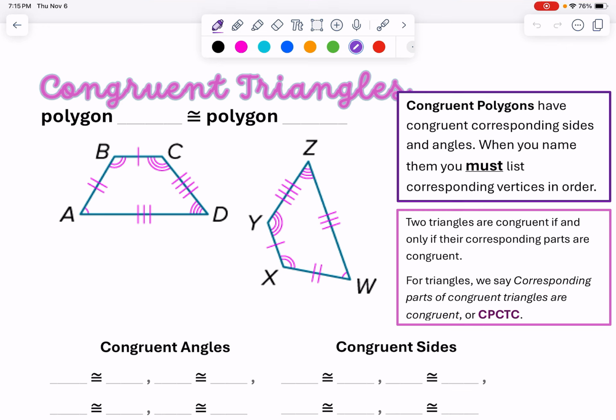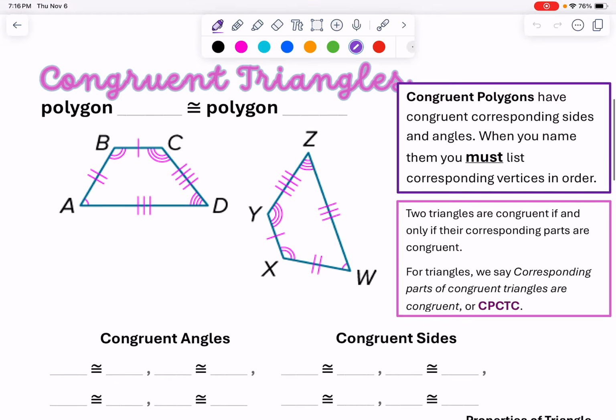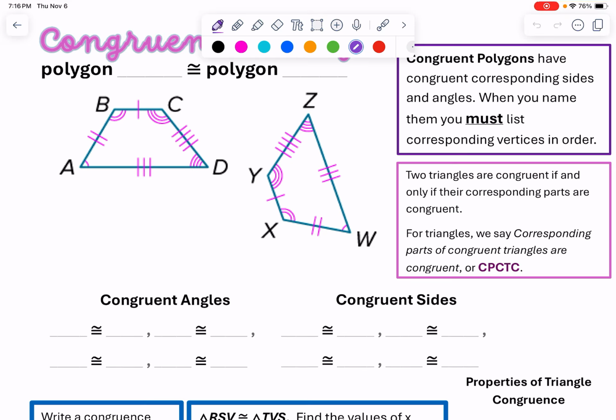In this example, we have two congruent trapezoids. So in order to list the sides that are congruent to each other and the angles that are congruent to each other, we have to notice a few things. First of all, this segment BC has a single tick mark. That single tick mark notes that it is the same length as segment XY. So listing congruent segments, segment BC is congruent to segment XY or YX.